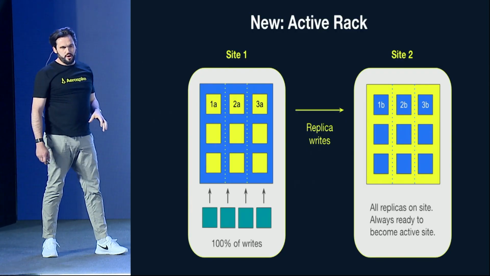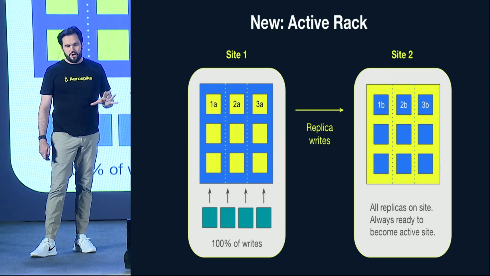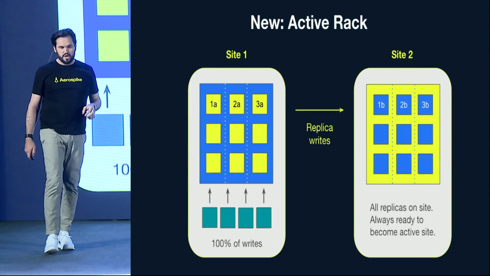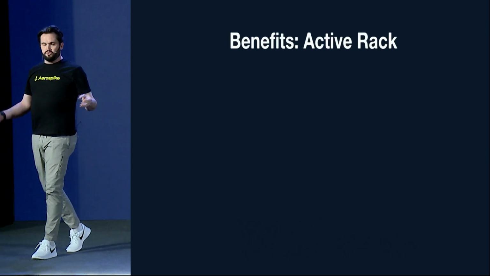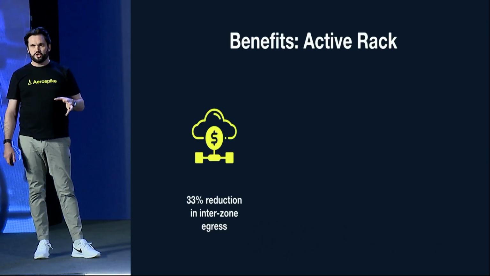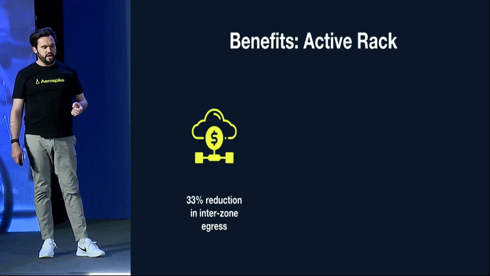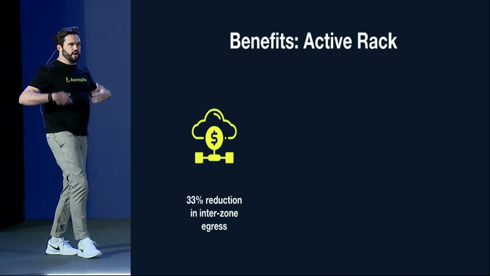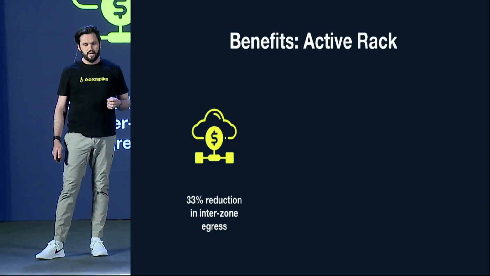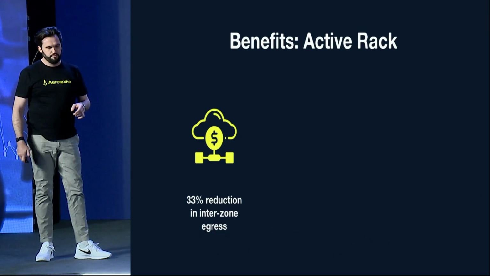And what that means is that all of your replicas are in the second site, always ready to become active, but you're no longer doing these cross-site writes from the clients themselves. And that really gives you three benefits. The first is you're going to see about a 33% reduction in your inter-zone network egress. So that is to say, if you're running on-premise, you're going to just have less traffic, less congestion. If you're running in the cloud, you're probably going to save some money as well. And that's just by that simplified network topology.